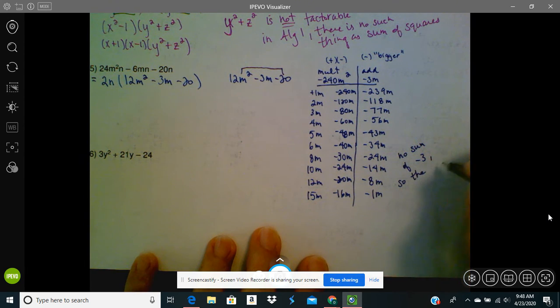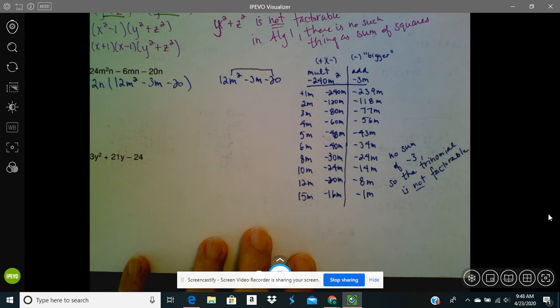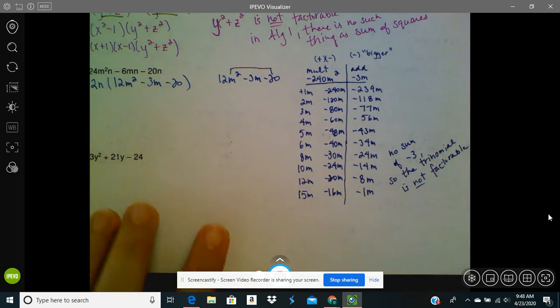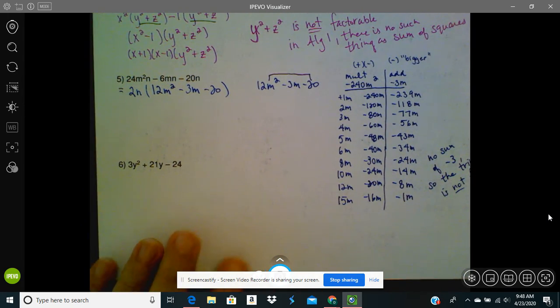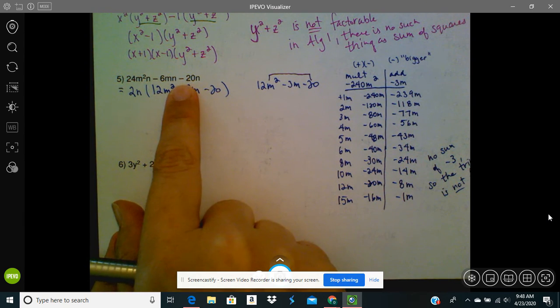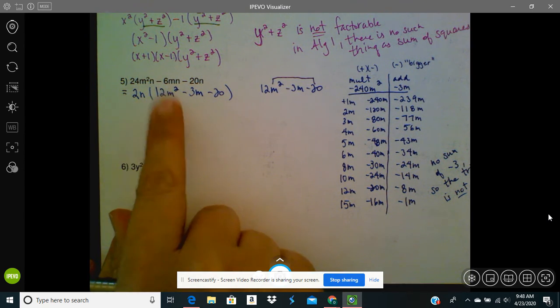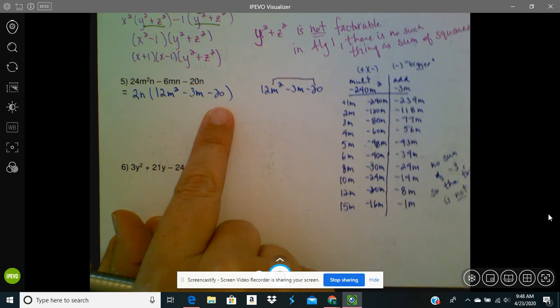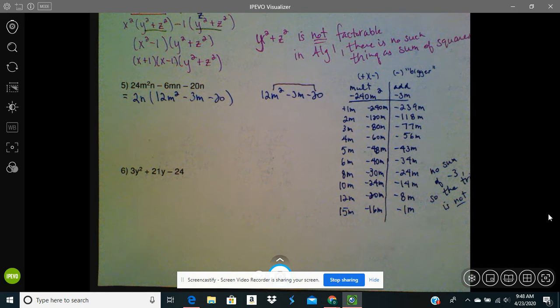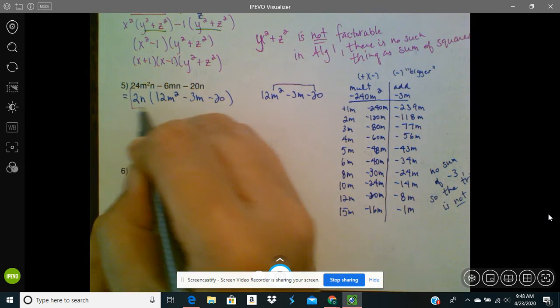So the trinomial, I need to put in the proper terms. So the trinomial is not factorable. Guess what though? Don't write prime as your answer. This is factorable. Look at the big picture. It is 2n times 12m squared minus 3m plus 20. Remember how when we go through these, I tell you to either bring it down or break it down? This is as broken down as it will go. Okay, so that's my final answer.